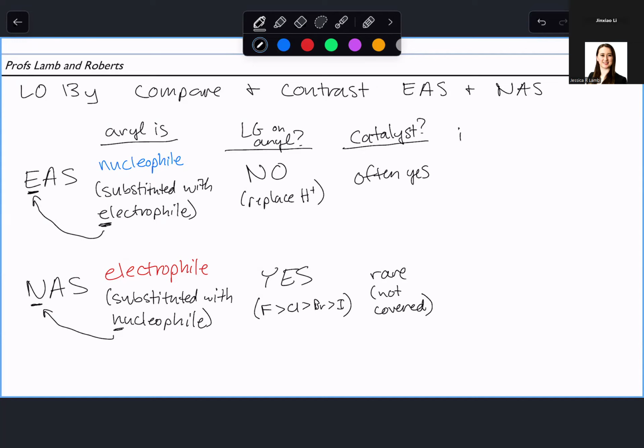Next one, what is the intermediate of the reaction? In EAS, the ring is the nucleophile. The ring loses some electron density as it reaches out to react with the electrophile. That makes the intermediate positively charged. It's losing some of its electron density as it's reacting with the electrophile. Whereas in NAS, the nucleophile is giving some of its electron density to the ring, so our intermediate is negatively charged. And it is an electron withdrawing group stabilized intermediate.